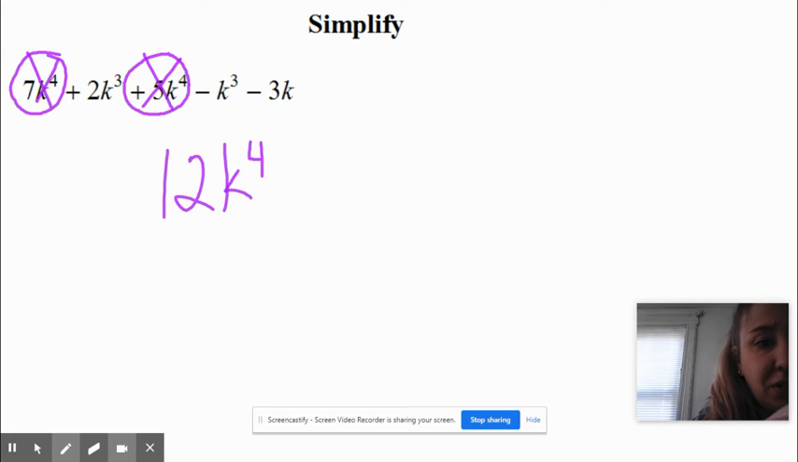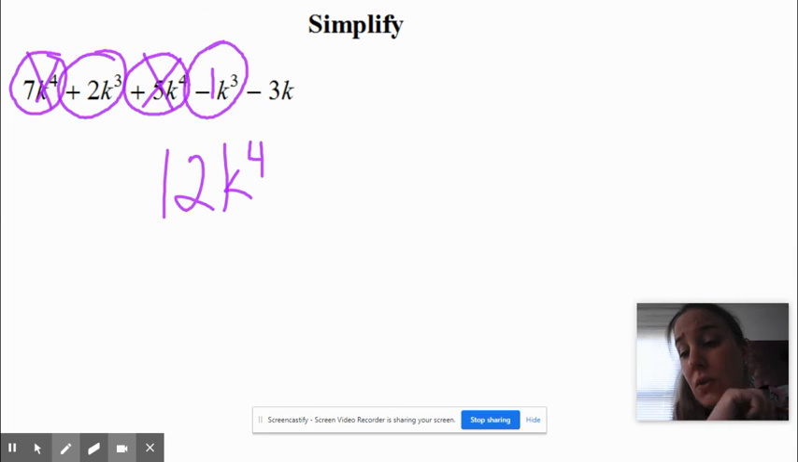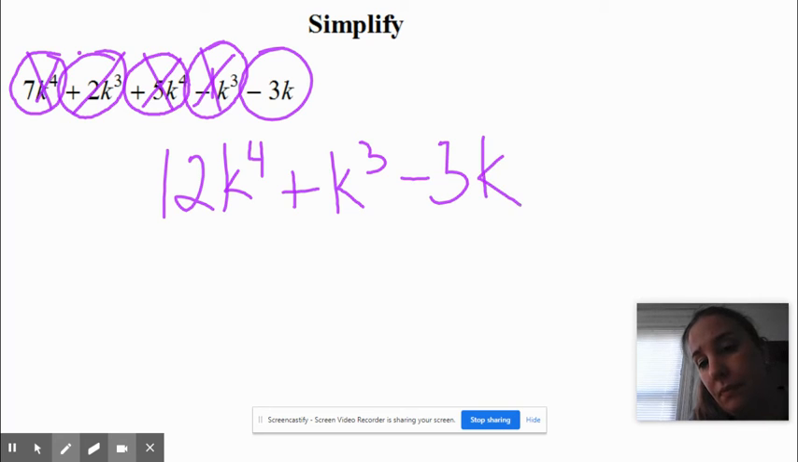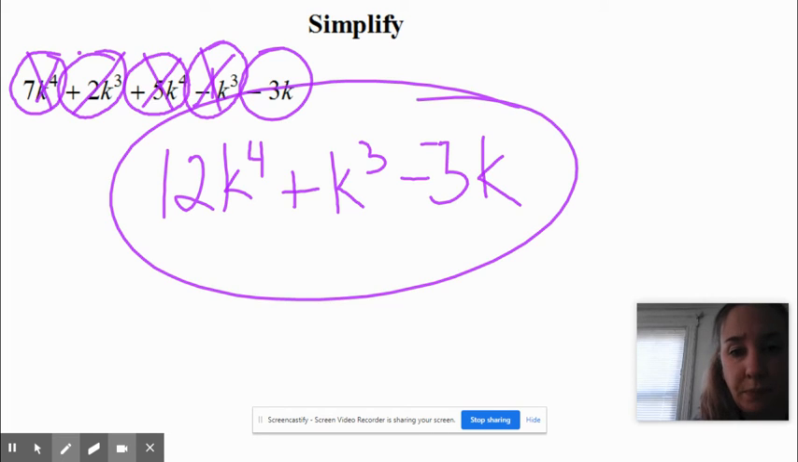I'm going to move on to my k to the thirds. I have a 2k to the third minus 1k to the third. 2 minus 1 is obviously 1. So I would put a plus 1k to the third, but we don't really write ones in final answers. So now I'm done with my k to the thirds. And then, of course, this guy is just by himself, comes on over. That's a 3. Right? And it's in descending order.